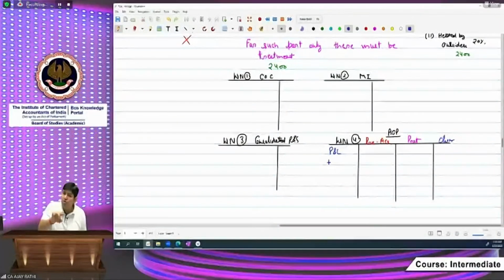If no such dividend is in the balance sheet of the subsidiary company, it means proposed dividend has not been accounted. It means profit and loss of the subsidiary company has not been reduced. Yes, sir.